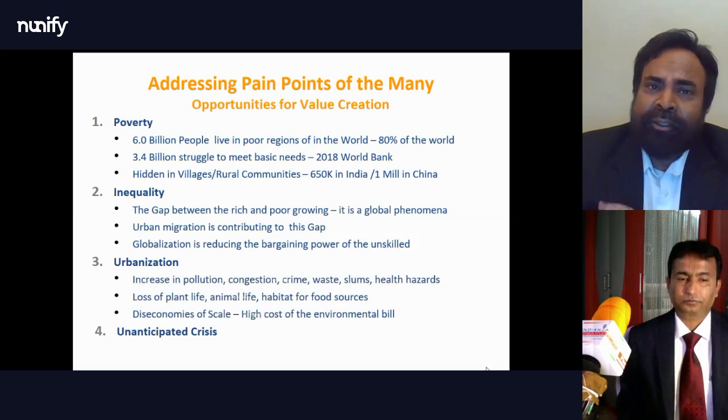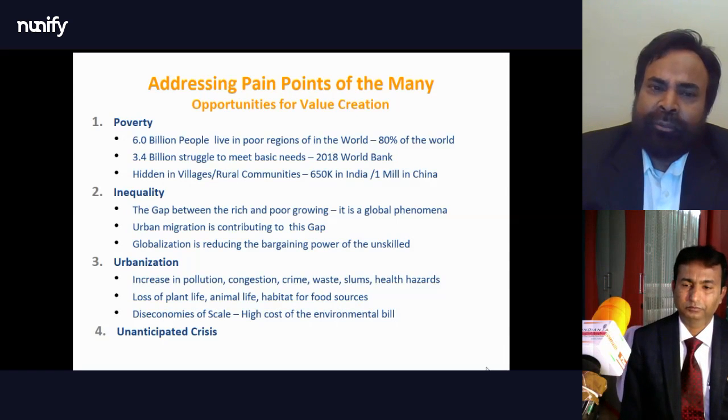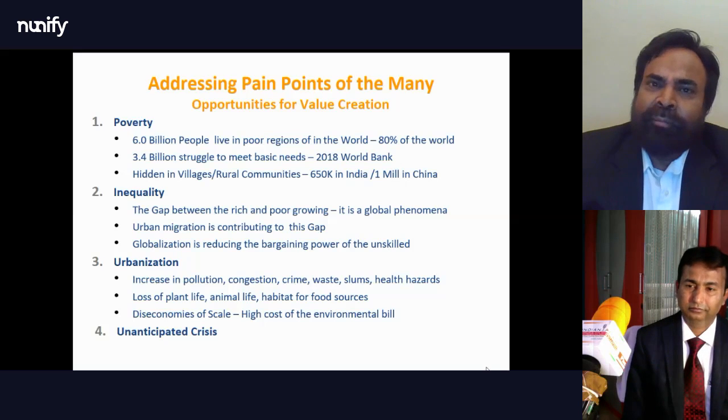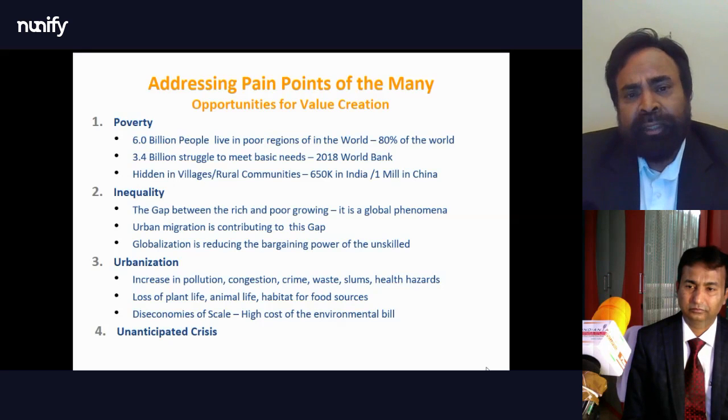The other thing is urbanization. People want to move to cities, but cities pollute. They are congested. Crime is up. There's waste. There are slums. 52% of the people who live in the Mumbai area live in slums. That is not a good picture, right? And also, once the cities grow to a certain size and they're not connected to villages, what happens is that you have diseconomies of scale, a high cost of the environmental bill, right?